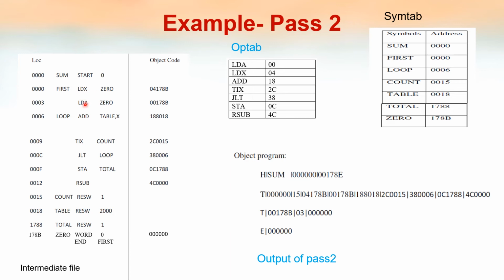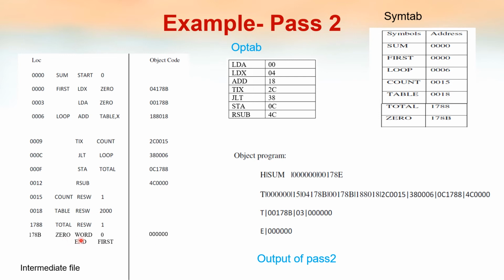Similarly, next line also, it will see the opcode LDA, which is 00. Then that is written here, 00. Then the operand ZERO, its value it will get from the SYMTAB, 178B. So that is written here. Similarly, it will write all the object codes. For RESW and RESB, object code is not there. They are assembler directives, so object code is not there. For BYTE and WORD, that constant is written here. It's not an instruction, it's an assembler directive, so that constant's value is written as the object code.